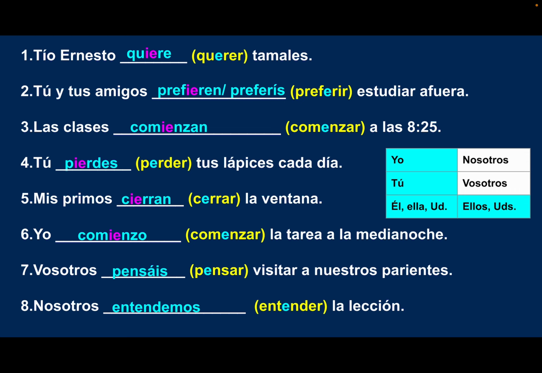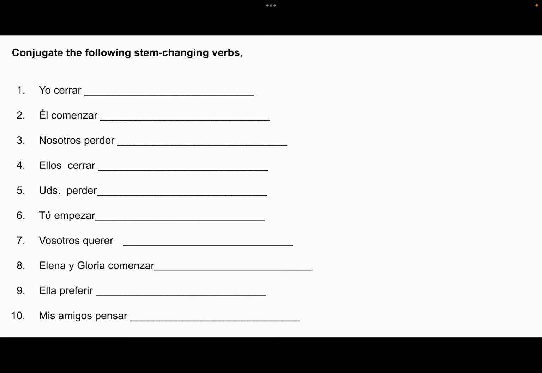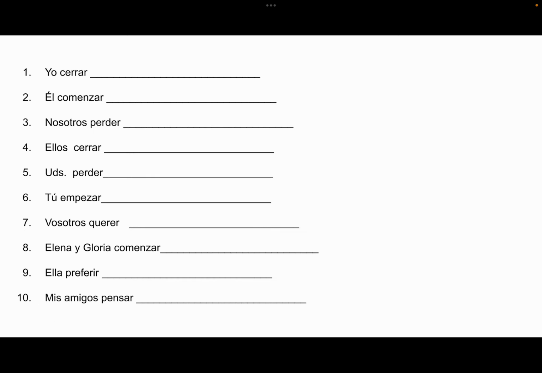It's just all about drilling and patterns. Speaking of more practice, here you go. There's not much to this other than practicing the sentences and doing some reading and speaking. But pause the video, try this out, and then we'll go through the answers. All right, let's check it out. Yo cierro. Comienza, to begin. Perdemos, we lose. Cierran, they close. Pierden, y'all lose.